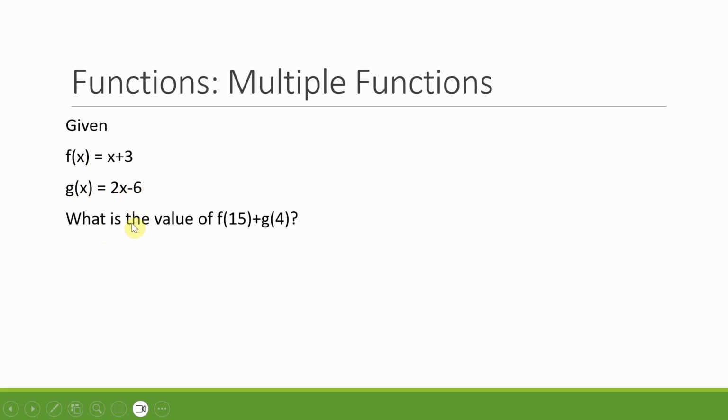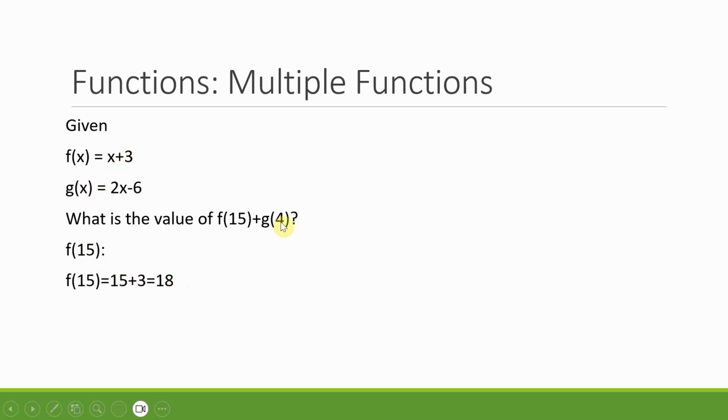So let's start with the equation. What's the value of f of 15 plus g of 4? So 2 different x values. So we'll start with the f of 15. So again, we're going to go to f here, not g, because we're just on this part. And we'll plug in 15 for x. So right here where we had the x, I'm going to put 15, so 15 plus 3, that's 18.